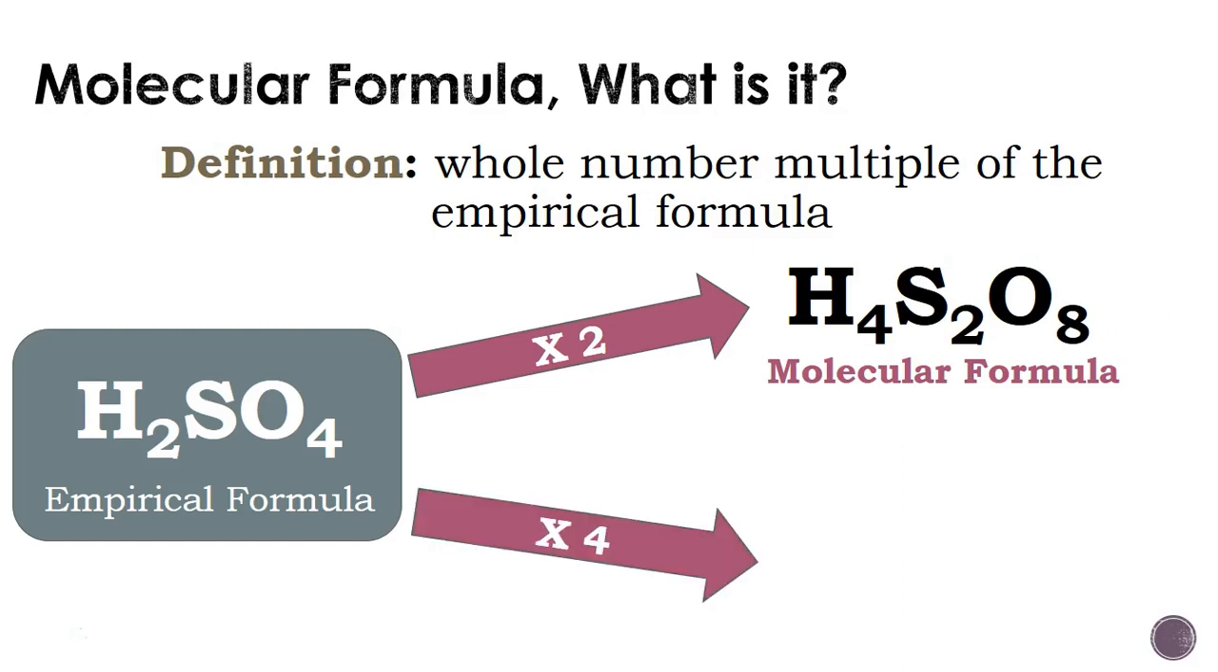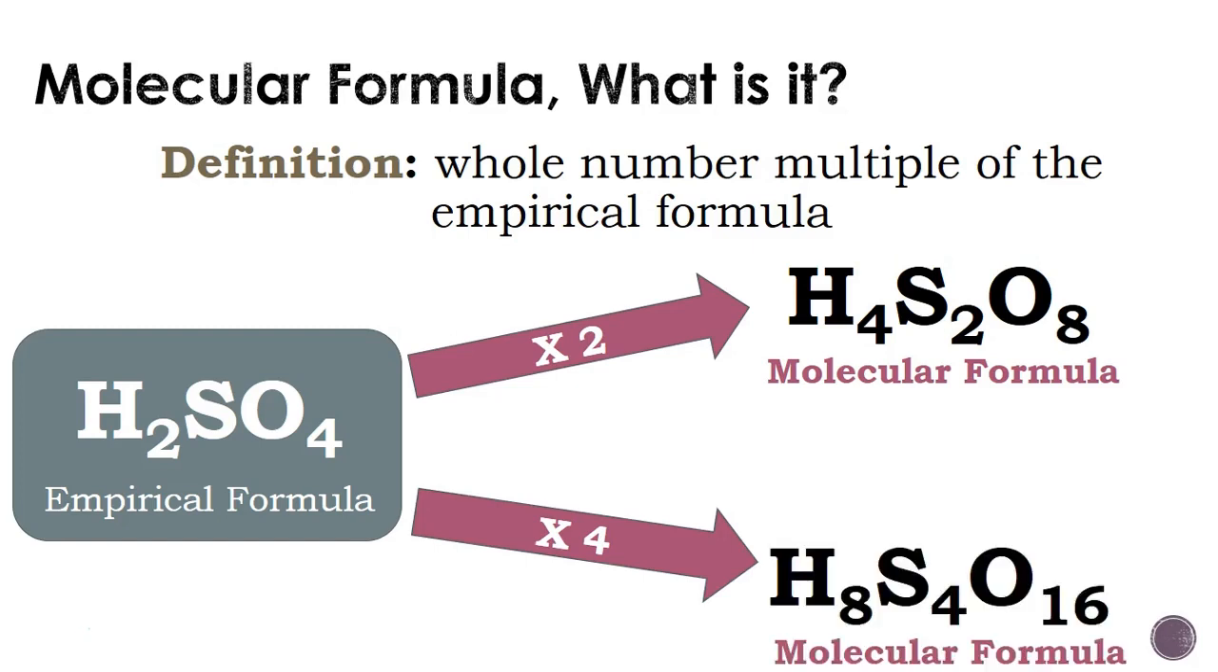Another example would be if we take it and multiply each subscript by 4. Then we have another example of a molecular formula because we know that they are whole number multiples of the empirical formula. So know the difference between an empirical formula and a molecular formula.